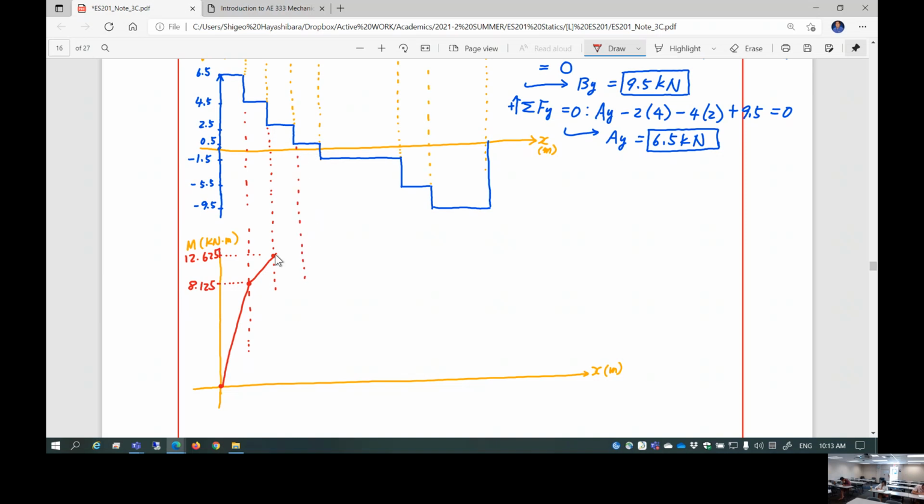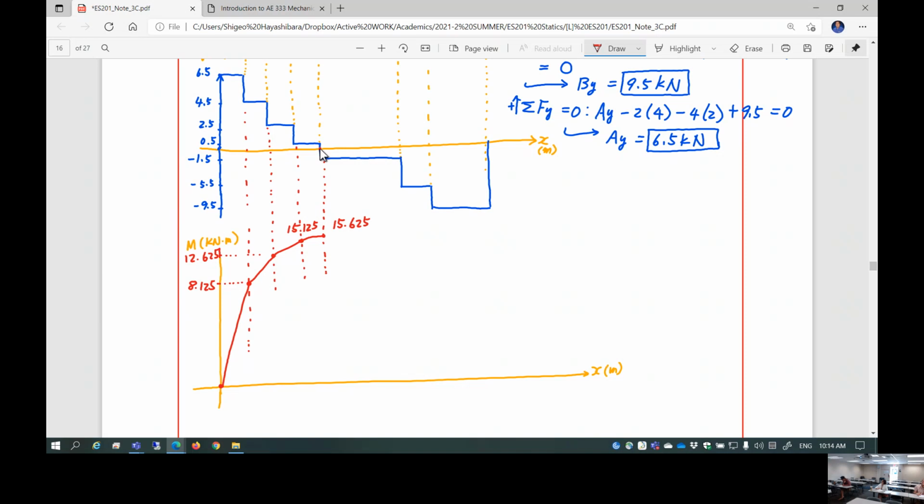And then here, the slope is going to be changed right here. So the value here is, of course, 12.625 plus the area, this area, okay? So if you repeat the same thing, this is going to be 15.125. And then, once again, slope changes. The value here is 15.625.